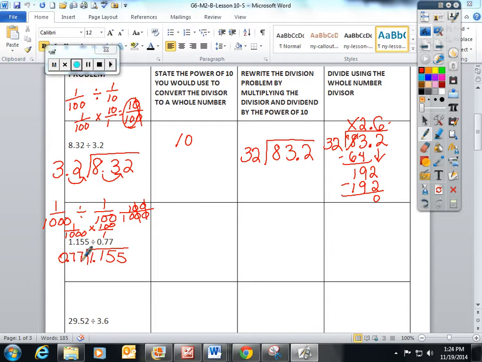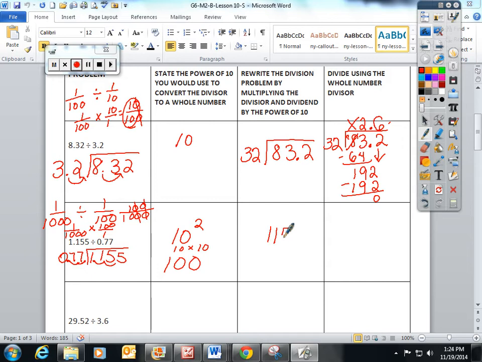To make 0.77 a whole number, I need to move the decimal 2 times, and that is the same as multiplying it by a power of 10 to the second power, or 2 jumps, which is equal to 10 times 10, which is 100. If I multiply this by 100, or move the decimal 2 times, whatever I do to the divisor, I also have to do to the dividend. And I'm going to rewrite the problem.